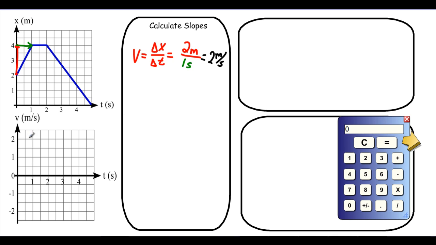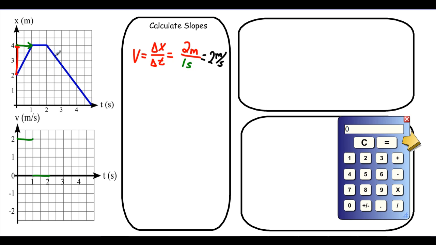And it's a positive 2 meters per second, so it's going to look something like this. It goes from 0 seconds to 1 second. I'm traveling at 2 meters per second. Now this flat portion of my XT graph tells me that my velocity, or my slope, is 0. If my slope is 0, then it's just going to be drawn on the 0 line. And it's going to start from 1 second and go to 2 seconds, just like this flat line does up here.